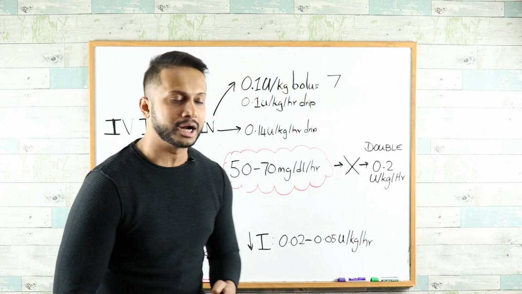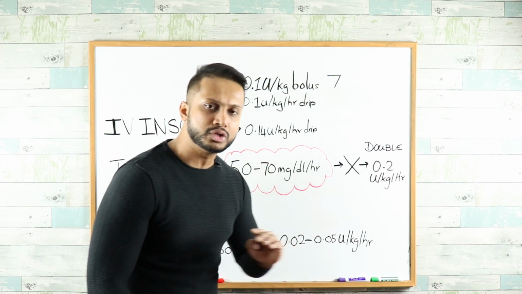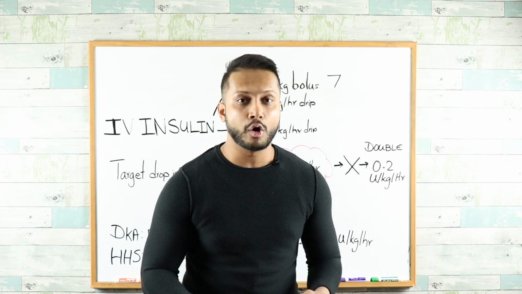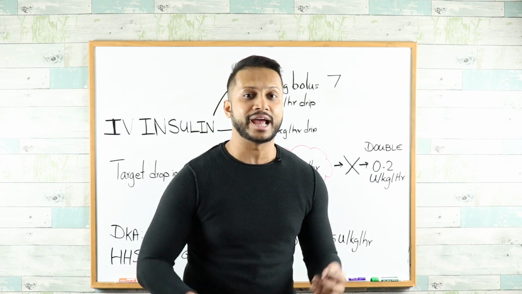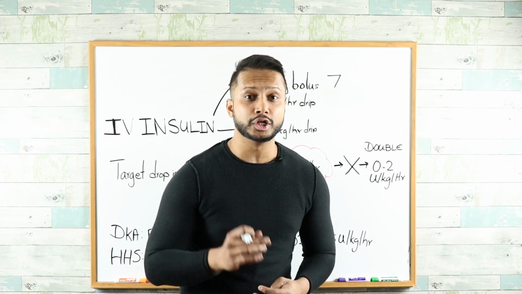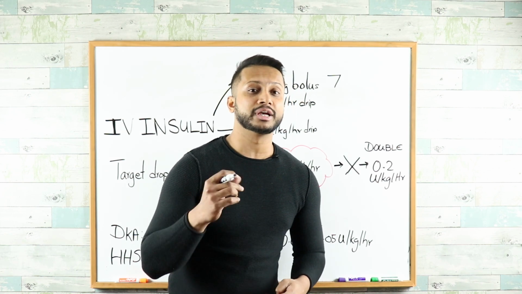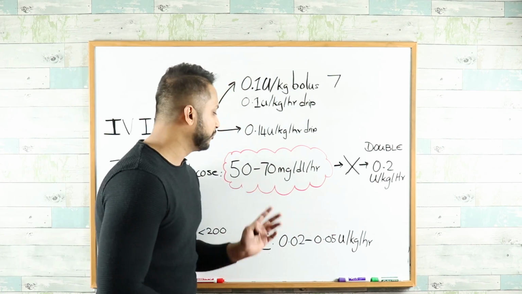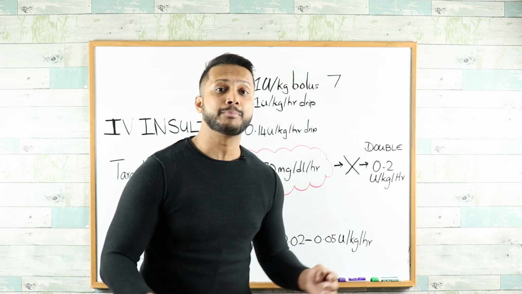If you hit your target, all is well, and you can continue the same drip rate until the patient's anion gap actually closes, all of the parameters have normalized, and you're ready to bridge your patient. Until you get to that point, you need to continue your insulin drip. When you're considering the insulin drip, your target drop of blood glucose needs to be 50 to 70 milligrams per deciliter per hour.